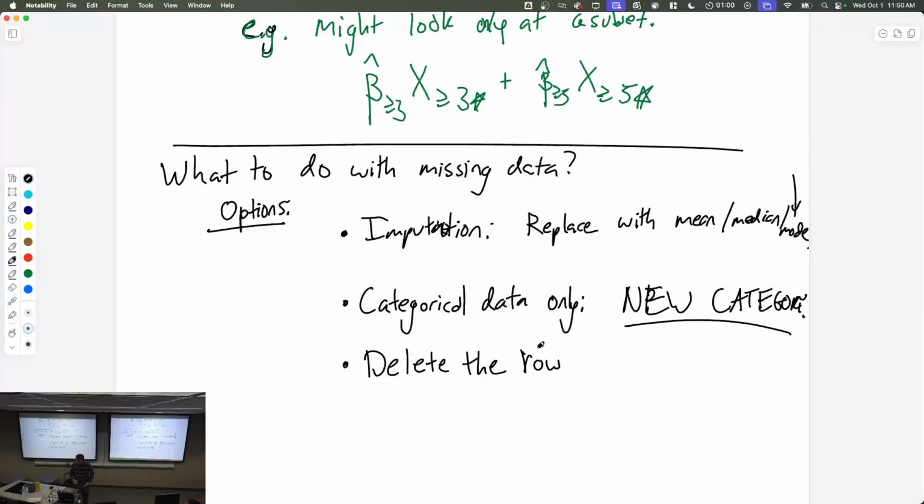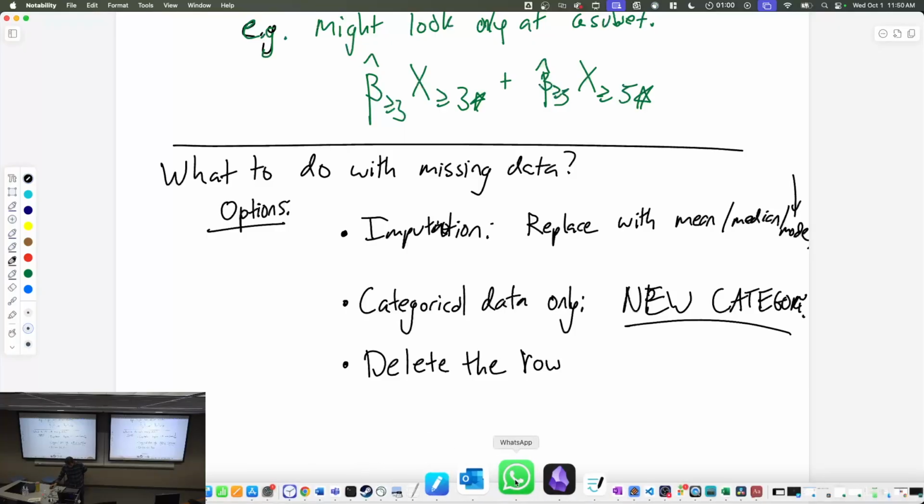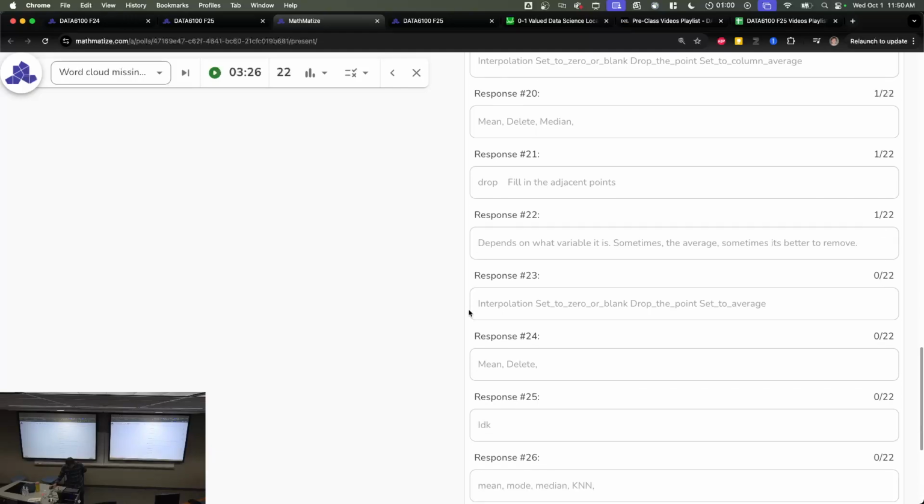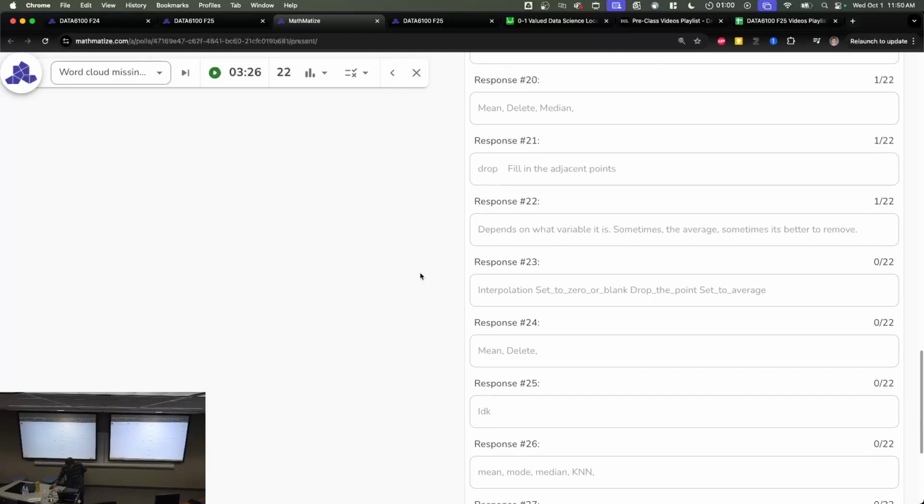So deleting it, sometimes a great idea, makes your life nice and easy. Sometimes a terrible idea because you're deleting the actual things that you want to know about. So you have to think about what exactly is happening in your particular situation. Delete the row. Let's see what else people said. Yeah, so sometimes it's better to remove.